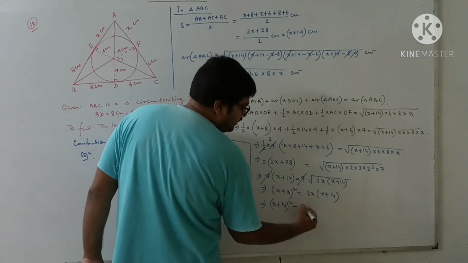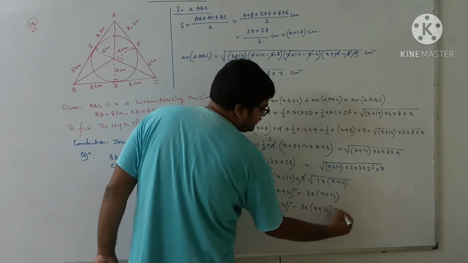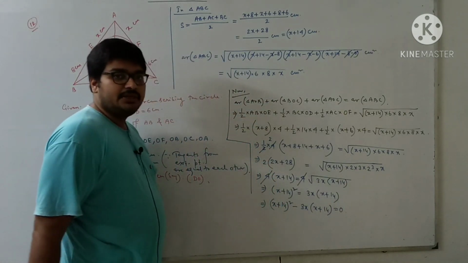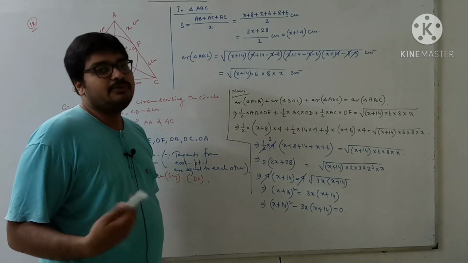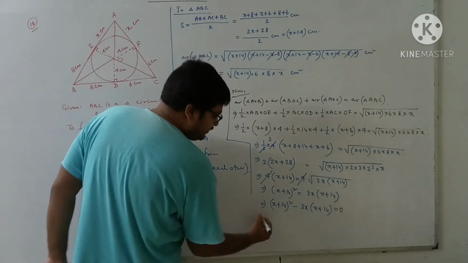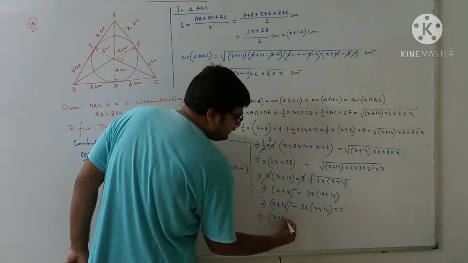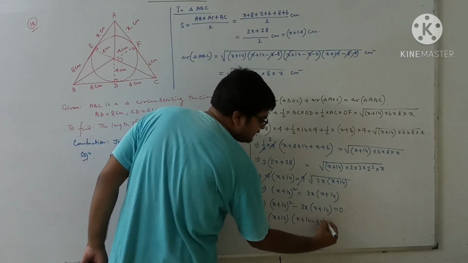Maybe you have thought that you will cut one x plus 14. But it is a quadratic equation, so x must have two values. If you cancel both sides, then one value of x you will lose. So we are doing the next part here, taking common x plus 14. So it will become x plus 14 minus 3x.